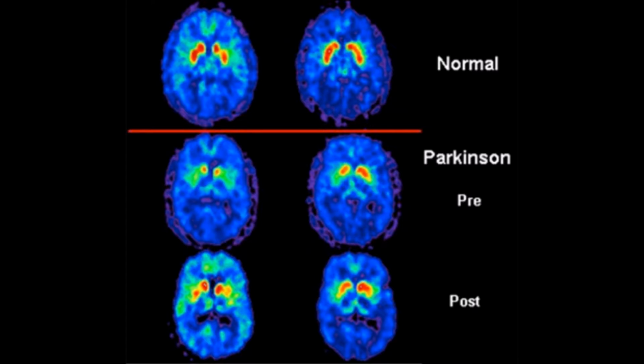Parkinson's is one of the many things that PET scans are used to determine, whether or not you have Parkinson's. So there's a normal brain above the red bar, and then below you see pre-Parkinson's and post-Parkinson's. Pre-Parkinson's is kind of like the early stages of Parkinson's, and then post is kind of where it is very, very much alive in your brain.